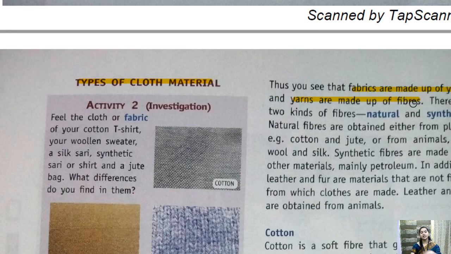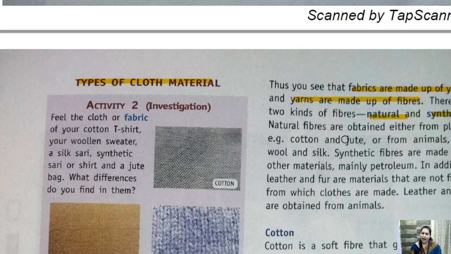Again, I am repeating it. Fibers make yarns and yarns make fabric. Okay. So children, in this chapter, basically we are focusing on different types of fibers. So fibers are of two types. What are they? Natural fibers and synthetic fibers.